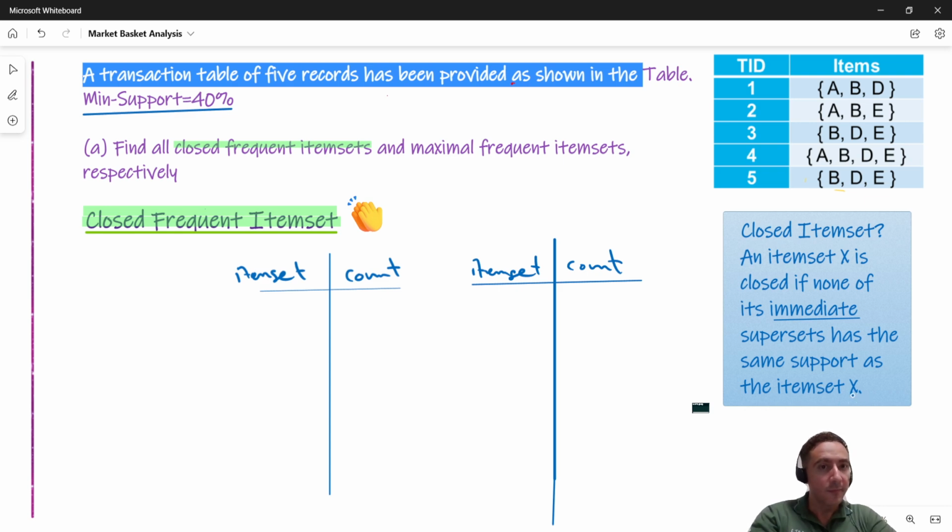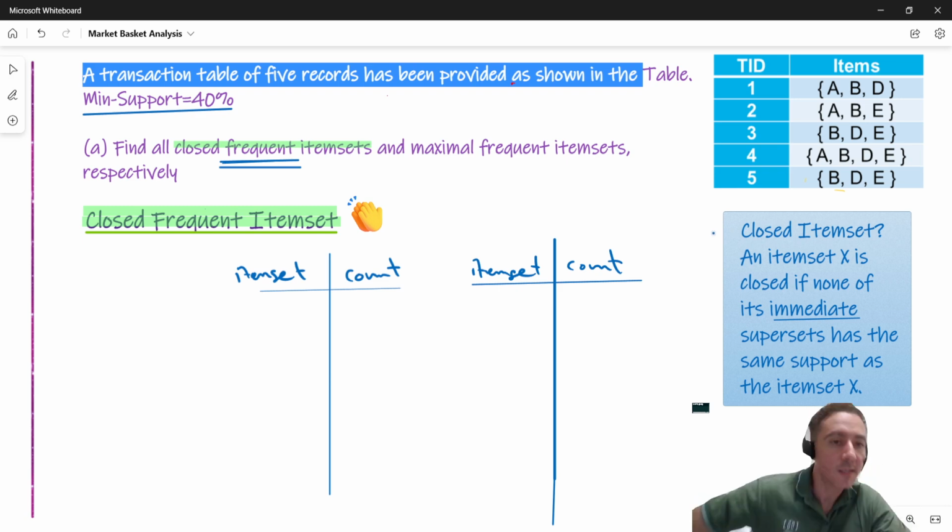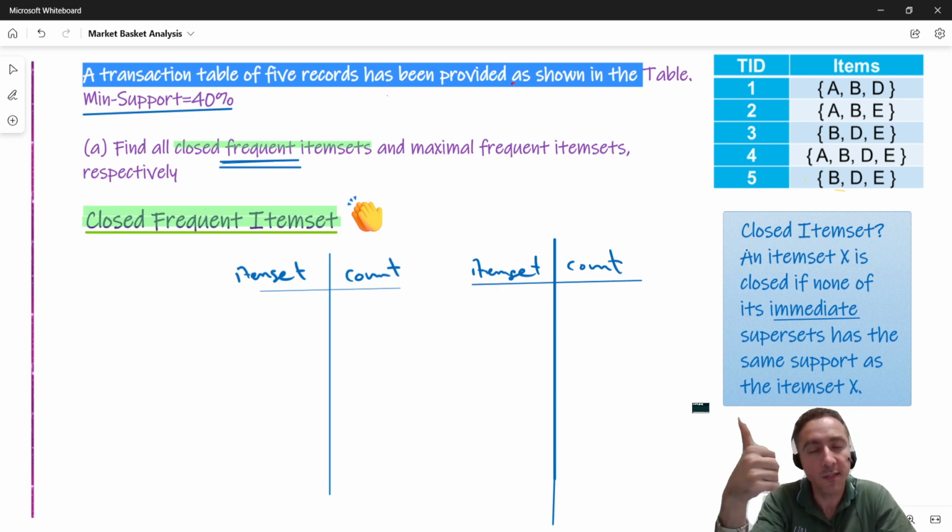Okay? Now we come here. By the way, the question is looking for what? Closed frequent item set. So keep this in mind. The question is looking for closed frequent item set, while here now, I'm talking about only closed item set. So the idea is how you can resolve this question is as follows. First, you can find the closed item set. Then once you found them, then you look into the frequent item set.